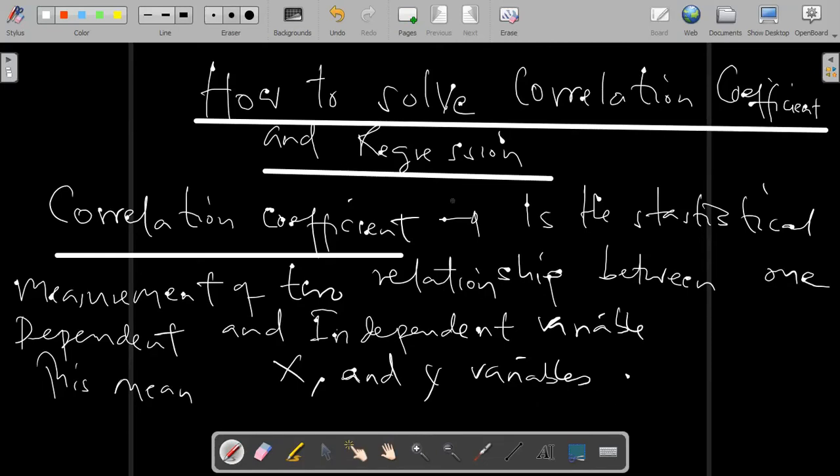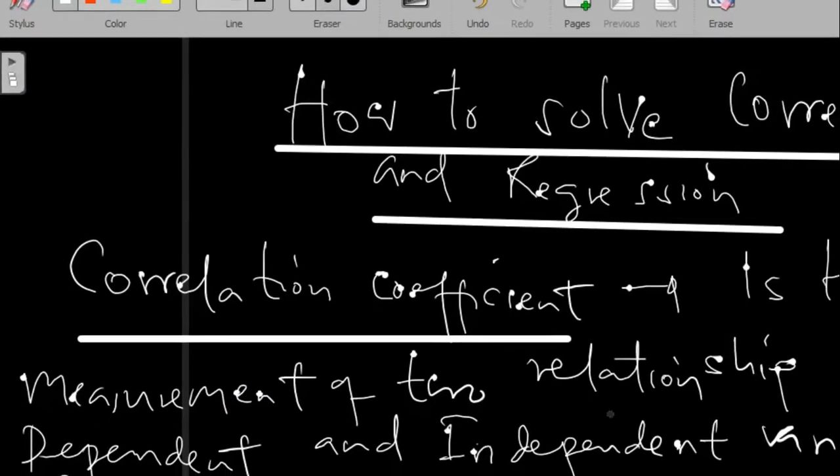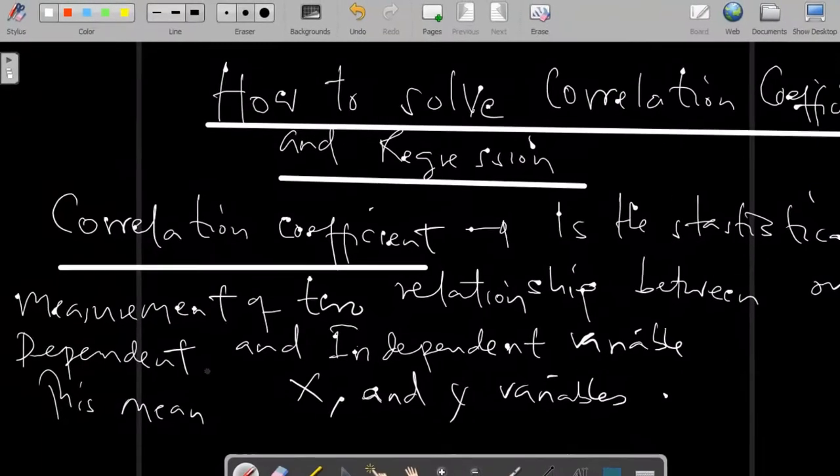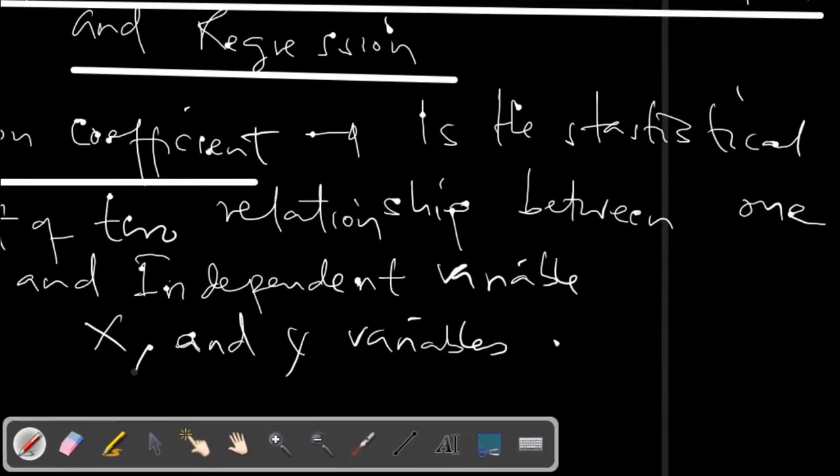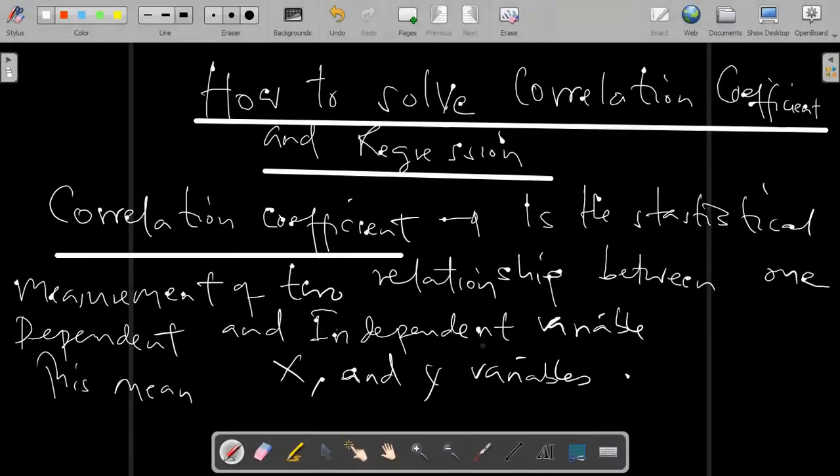Today I'm going to take you through how to solve correlation coefficients and regression. The correlation coefficient is a statistical measurement of the relationship between one dependent and one independent variable. So this means we measure the relationship between the x and y variables.